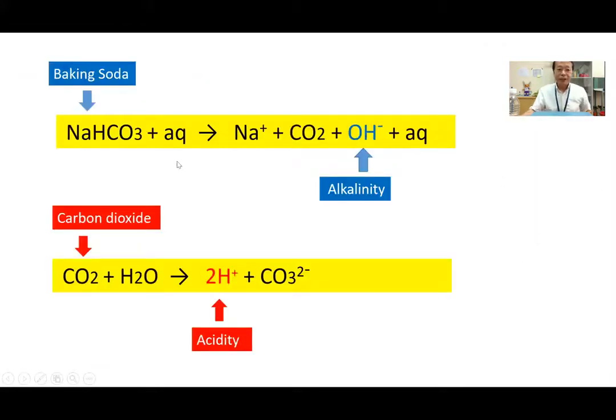Sorry, this is a chemical reaction. In the baking soda liquid, it ionizes and gives off the hydroxide ion. So it shows the alkalinity. And on the other hand, the carbon dioxide in the water gives off the hydrogen ion. So it shows the acidity. Then if you blow your breathing air into the water, it shows the acid.